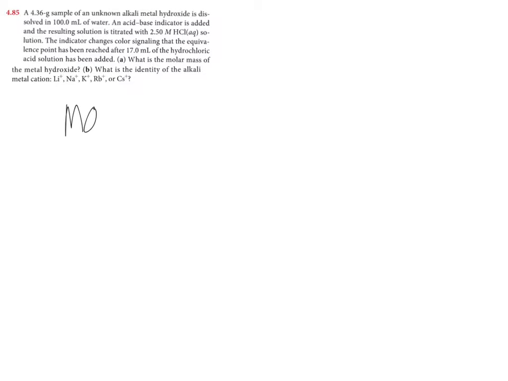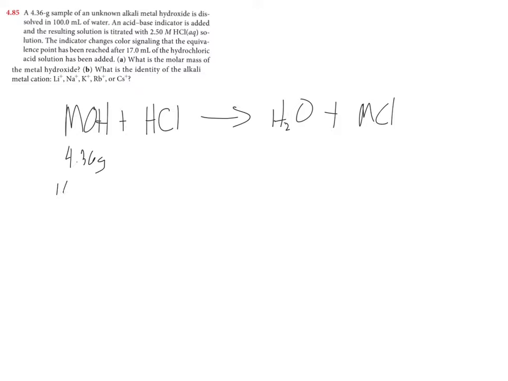Problem 4.85 from Chapter 4. We've got to have a balanced equation since this is a stoichiometry problem. You know it's a stoichiometry problem because it's a titration, and because you're given quantities of two different reactants and you have to do something with it. You're told you've got 2.5 molar HCl and that is reacting with 4.36 grams of MOH.